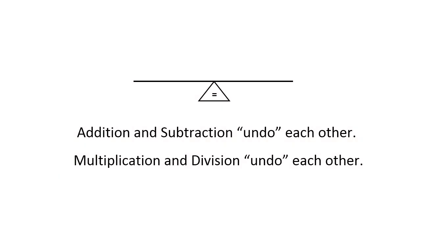So to wrap this up, it's important that you look at every equation as sitting on a teeter-totter with the equal sign being the fulcrum. You must keep the equation balanced by doing the same thing to both sides of the equation. And also remember that addition and subtraction undo each other, and multiplication and division undo each other.